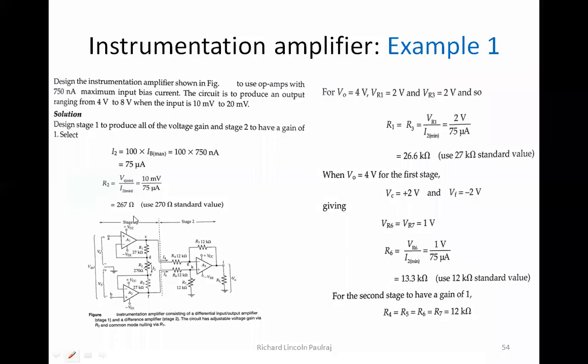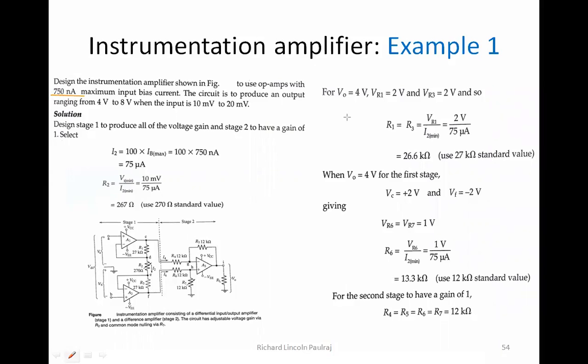The question says, design an instrumentation amplifier shown in the figure. So we are referring to the same final instrumentation amplifier that we have right now with stage 1 and stage 2. We're going to design that with the help of op-amps. All these are op-amps, A1, A2, A3. 750 nanoamps is going to be the maximum input bias current, so I got the value of I bias, which is about 750 nanoamps.